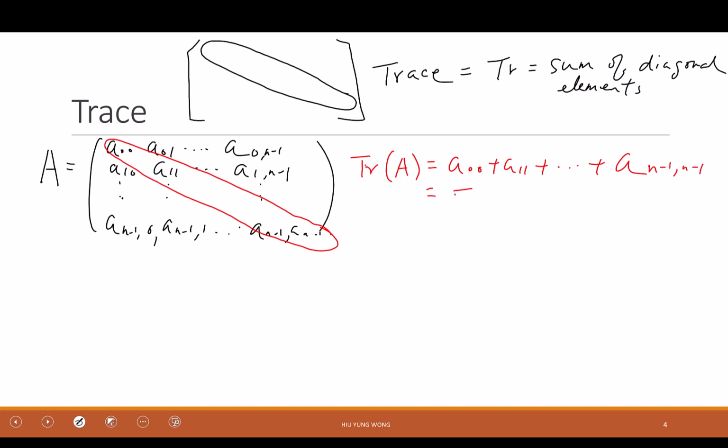So you need to be familiar with the notation, summation of what? Can someone tell me? AII. I from where to where? 0 to n minus 1. That is the trace of a matrix. Okay? So let me give you some example, right? What is the trace of sigma C? So what you need is to write down sigma C: 1, 0, 0, negative 1. How do you calculate the trace? What is that? Can you give me the expression?